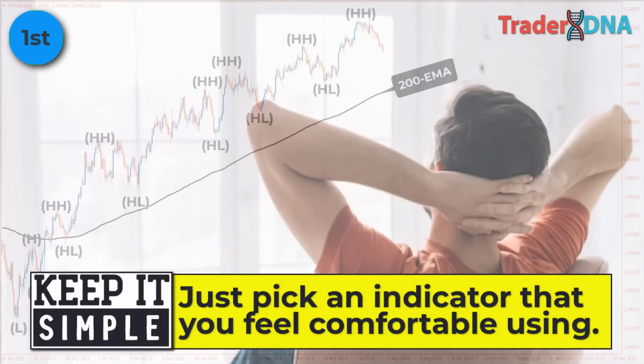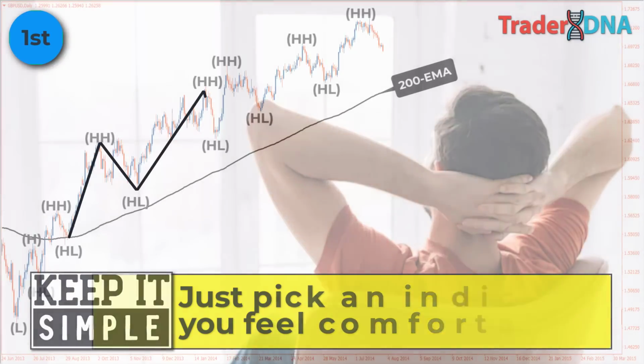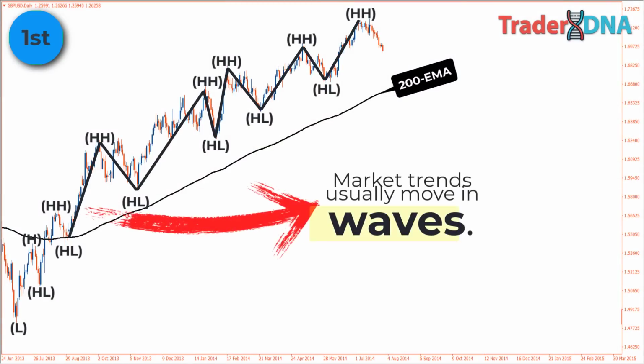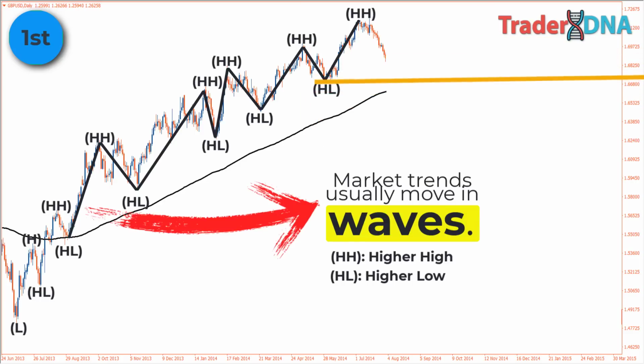First, pay attention to a change in the pattern of highs and lows. Market trends usually move in waves. These waves are often called higher highs and higher lows, or lower lows and lower highs in a down market. If you see a series of higher highs and higher lows in the market, well done, you've spotted a trend. When this pattern stops, the trend usually stops too.